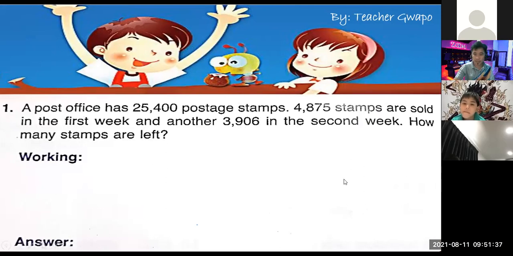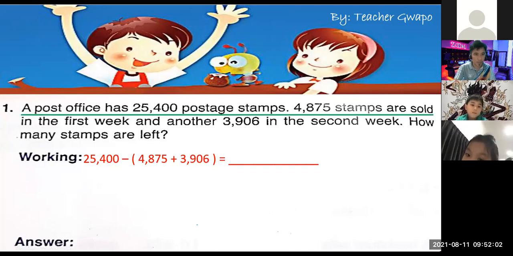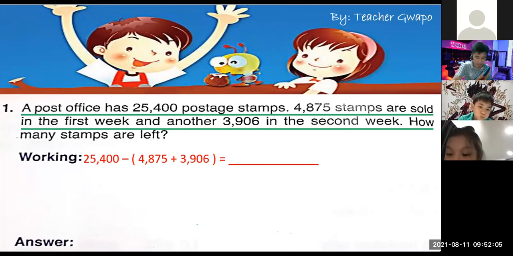problem, if we will make a mathematical sentence or number sentence, it looks like this. So this is the number of the postage stamps. And then this is the number that sold in the first week. And this is the number sold in the second week. Now, if we write it in sentence form, so this is the first one. A post office has 25,400 postage stamps and 4,875 stamps are sold in the first week and another 3,106 in the second week. So the question there is how many stamps are left?